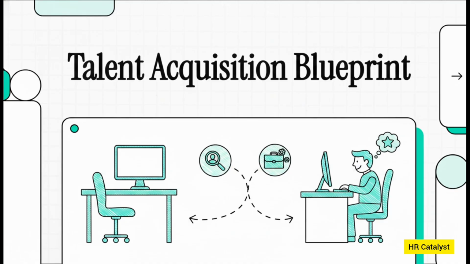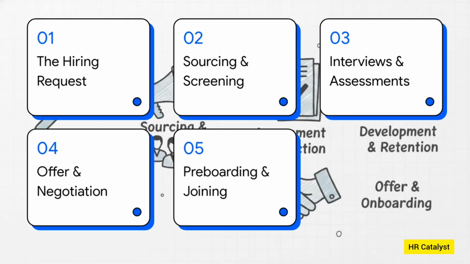We're going to follow the complete life cycle of a hire, tracking how a vague realization that you need help transforms into a fully equipped, newly hired employee sitting right there in your office. To make this blueprint highly actionable, we are breaking the recruitment process into 5 core phases. Phase 1 is the hiring request. Phase 2 covers sourcing and screening. Phase 3 is interviews and assessments. Phase 4 tackles offer and negotiation. And Phase 5 wraps it up with preboarding to joining day.